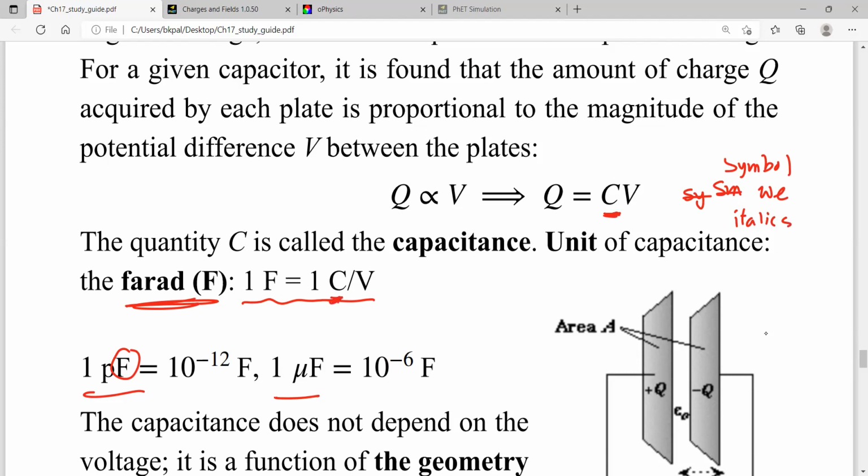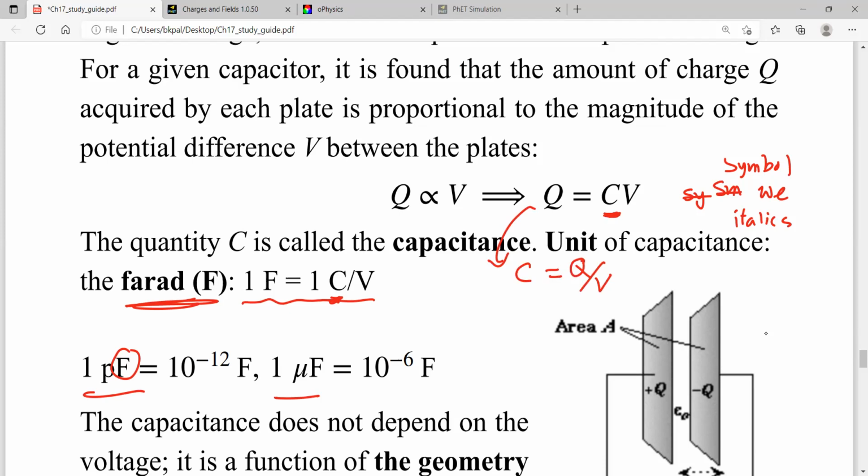Okay, so this is Coulomb. When we use it as a unit, we use just a straight letter. For a symbol we use italic. So 1 farad is the unit of capacitance. So C, if you solve this equation for capacitance, you get C = Q over V.